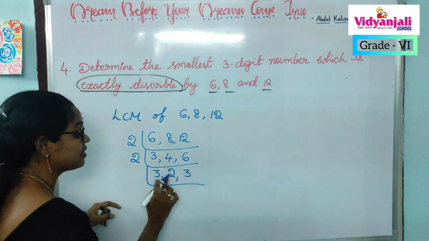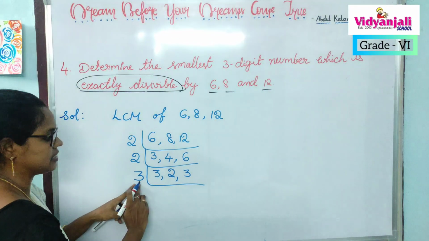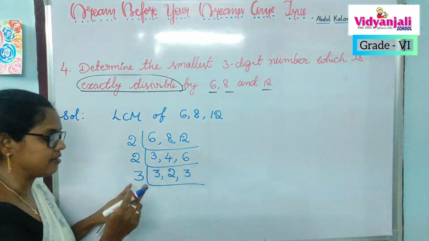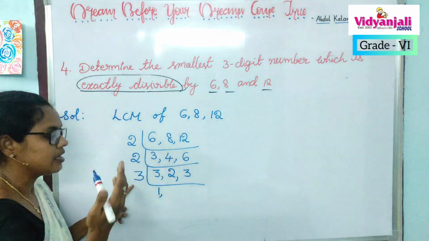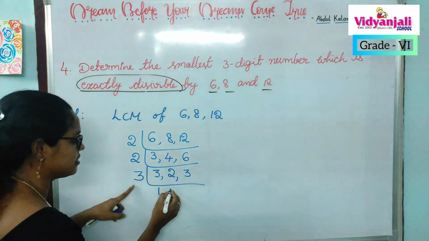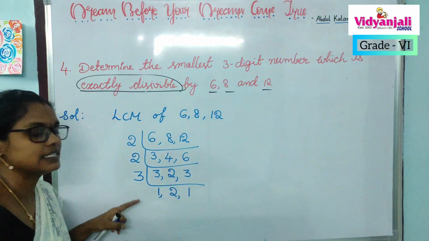That means both the 3 is divisible by 3. So, we have to continue the process. In 3 table, 3 ones, 3. In 3 table, 2 is not divisible by 3, so we have to write 2 as it is. And then, in 3 table, 3 ones, 3.